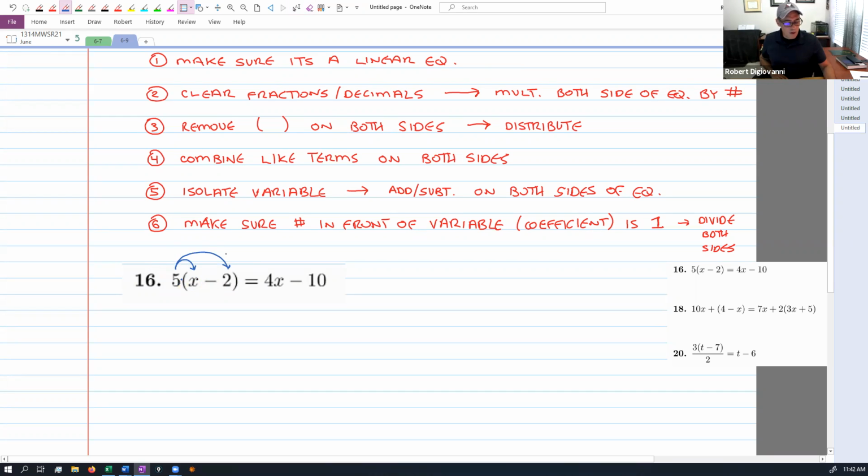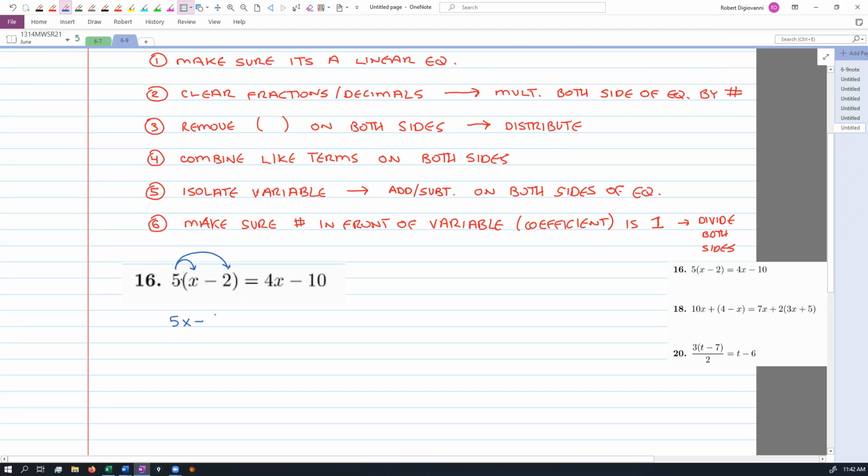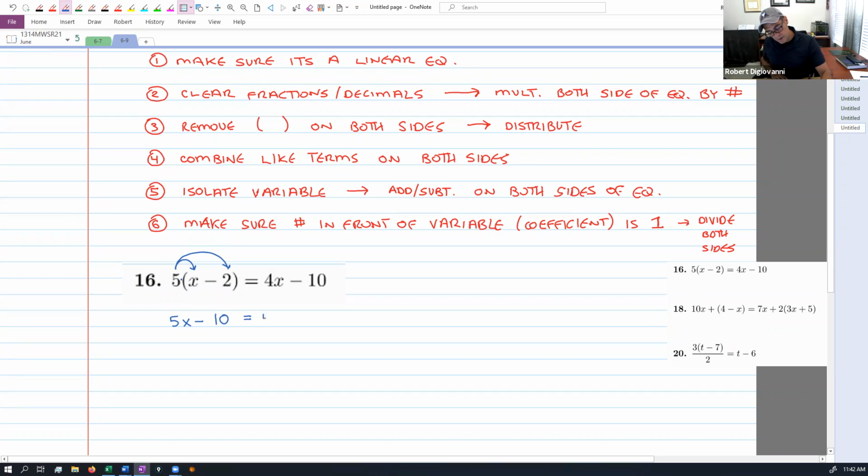So what would I get if I did those 2 multiplications? What would I get on the left side? It would be 5x minus 10. Good, 5x minus 10, and then I continue to write the equation, and Elisa is done. Good job.